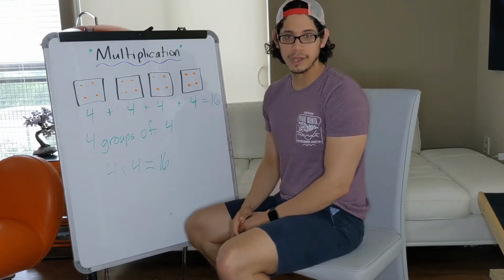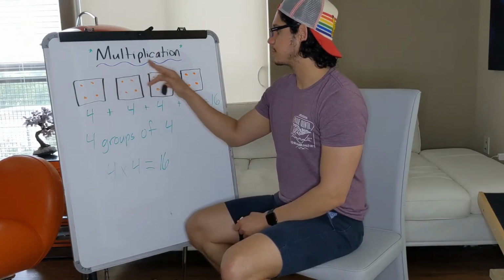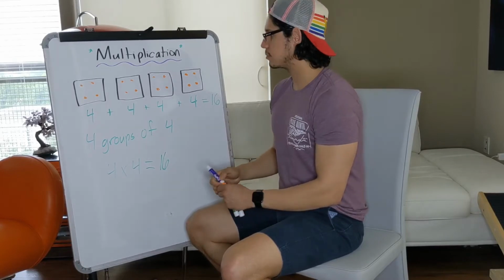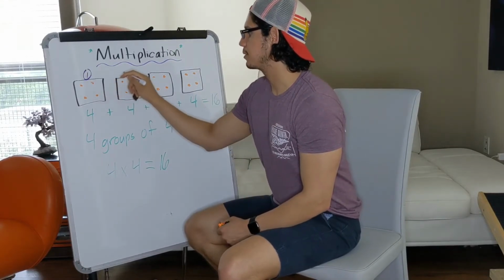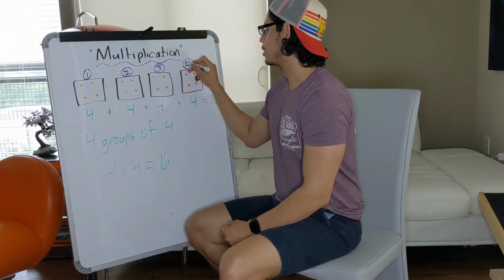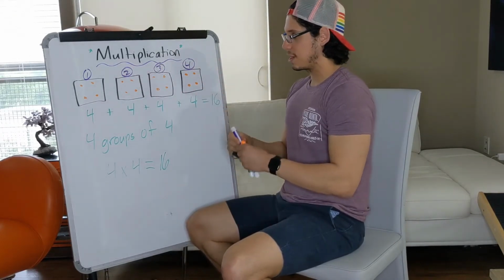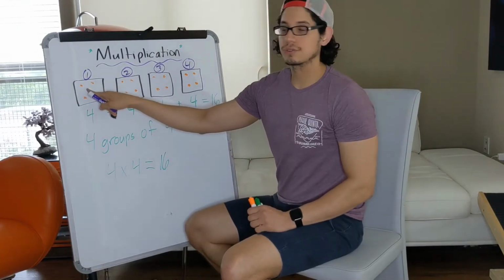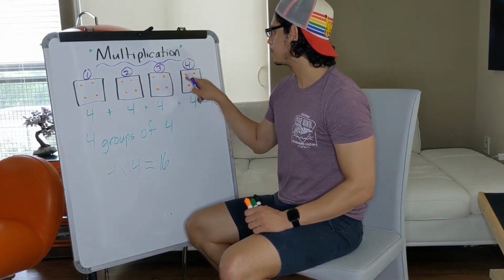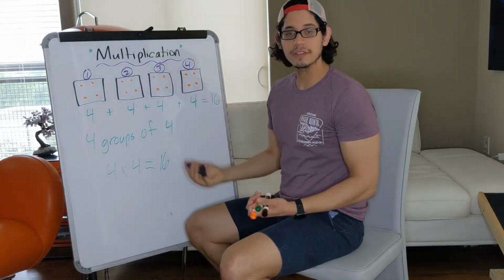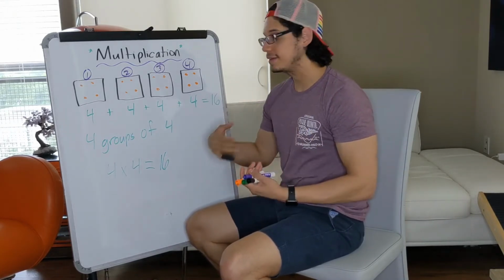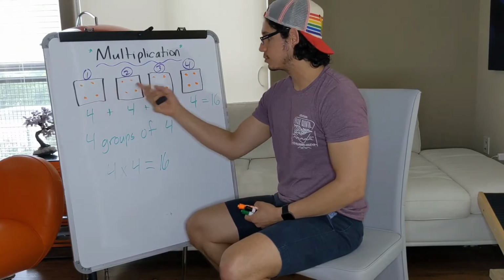Let's go over this one more time. I have 4 groups of students, 1, 2, 3, 4. In fact, let's write those numbers down. This is group number 1, group number 2, group number 3, group number 4. I have 4 groups of students, and there are 4 students in each group. 1, 2, 3, 4, in each group. To find the total number of students, I used repeated addition, which just means repeating the addition of 4 because there's 4 students in each group.